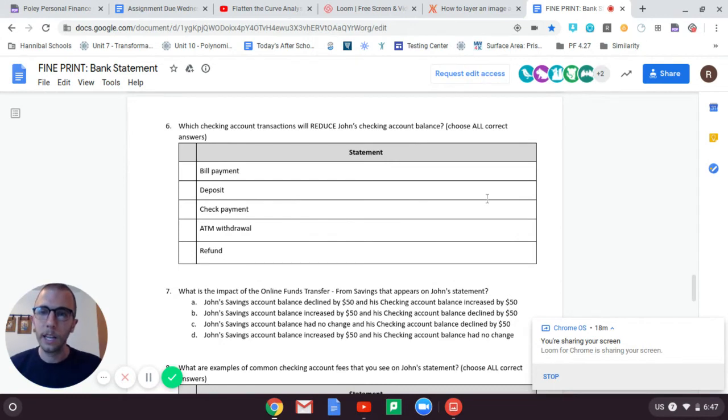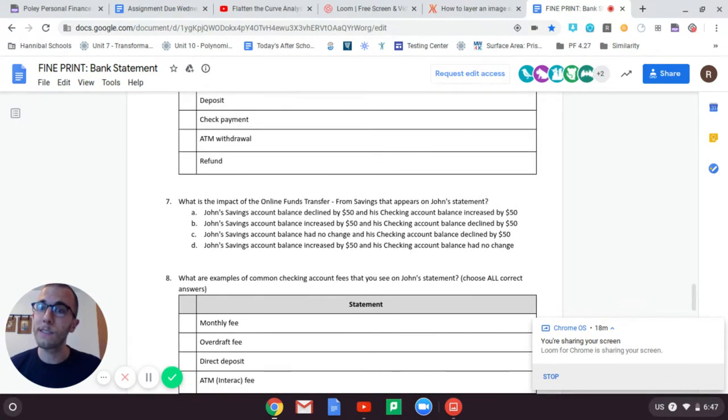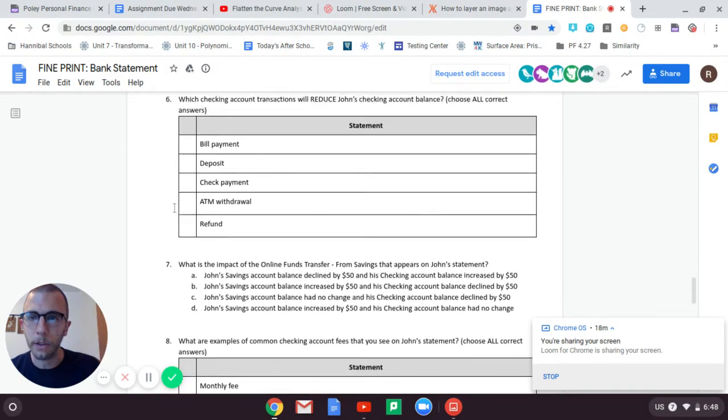Okay, number 7. You guys still with me here? Oh, this is a long one. Number 7. What is the impact of the online funds transfer from savings that appears on John's statement? So the impact of the online funds transfer from savings. Let's go take a look at that first.